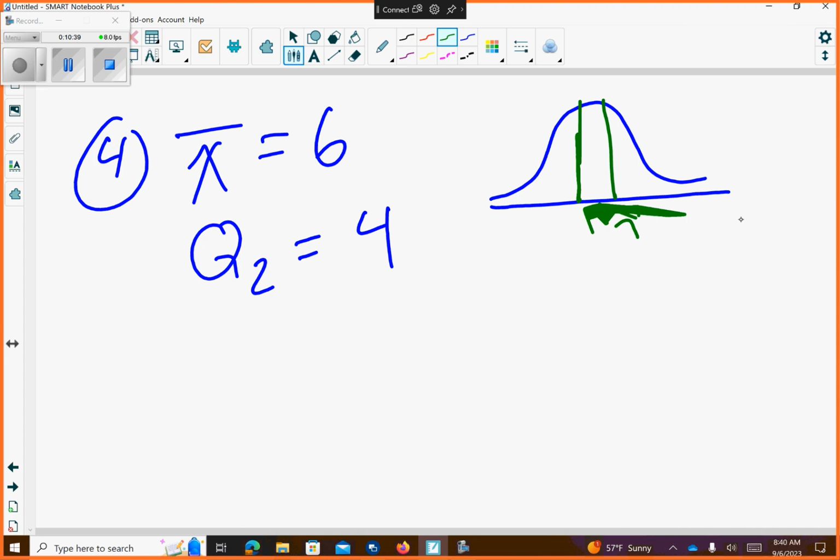Number 5 says assume the data set has a mean of 60 and a median of 60. There's no skew to that. Okay, it's symmetric. You can say it's a normal distribution. We haven't really got to that yet, but there's no skewness in that situation. The mean and the median are the exact same.